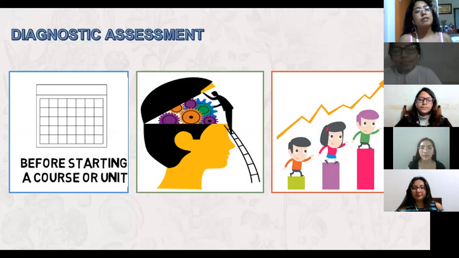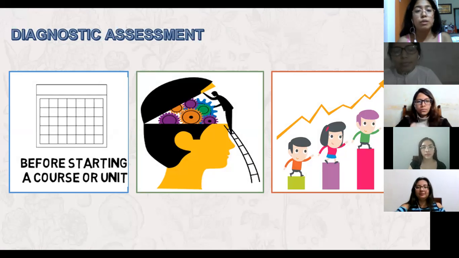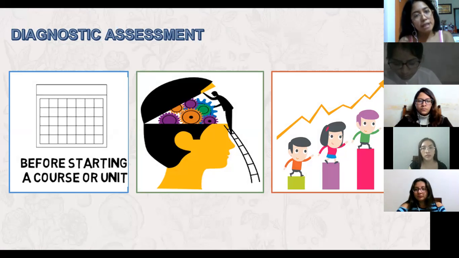Well, as in the first picture, diagnostic assessment is given at the beginning of the course or the beginning of a unit or topic to be taught. This assessment, as in the second picture, is used to collect data on what students already know about the topic or the content. This type of assessment can be sets of written questions, for example, multiple choice or short answers.